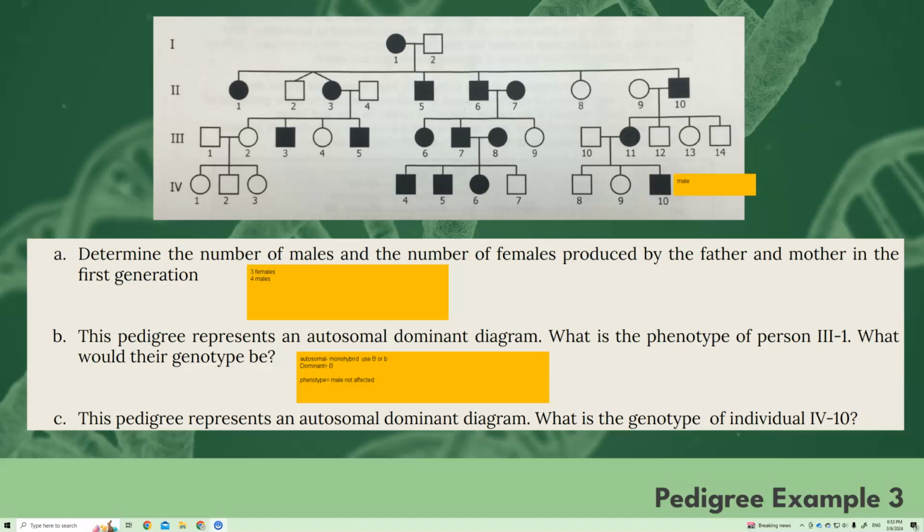Before we figure out their genotype, I'm going to come back here and answer the rest of this question. This question says, what is the genotype of this person? Because I said they're male not affected, that means they are going to have little b, little b. The reason for that is because anybody in this diagram that has the disease is going to have a dominant letter.